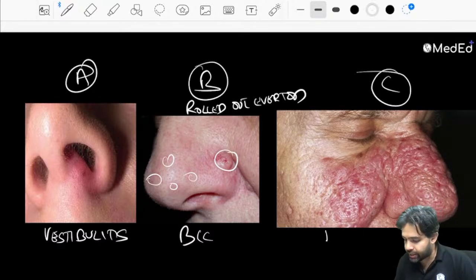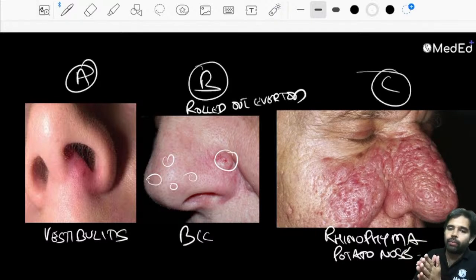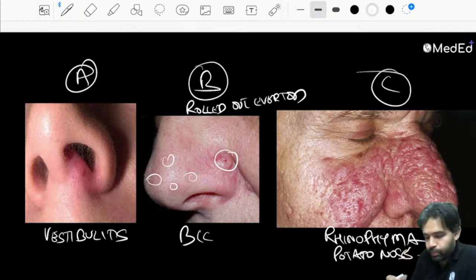This over here is a rhinophyma, potato nose. Because of the sebaceous gland hypertrophy, nobody really knows the cause for it, but it is a popular image based question, also known as Ompuri nose.